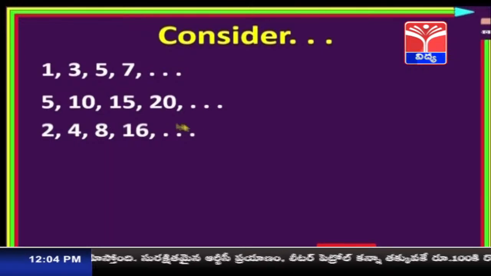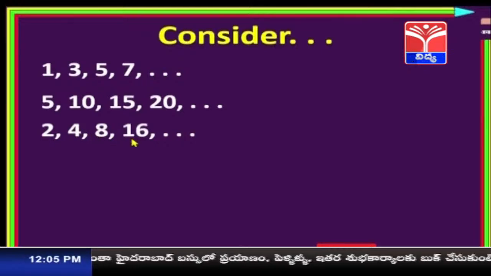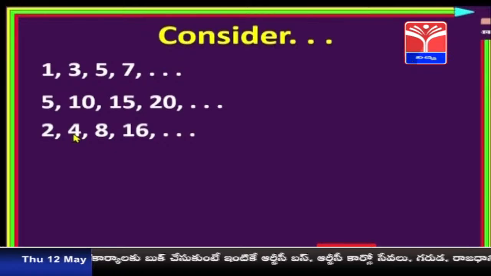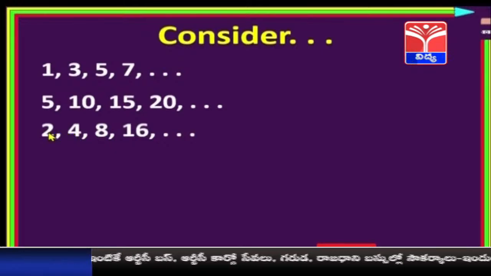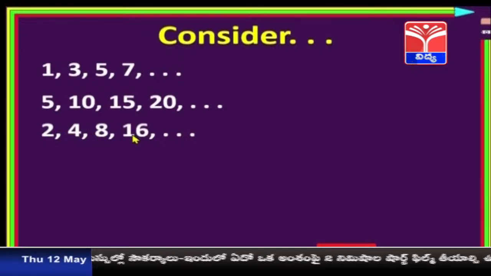What are these? These are powers of 2: 2 power 1 is 2, 2 square is 4, 2 cube is 8, 2 power 4 is 16. Or each term is obtained by multiplying 2 with the preceding term. So, if we multiply 2 with 2, we will get 4, 4 into 2 is 8, 8 into 2 is 16, like that we will get.